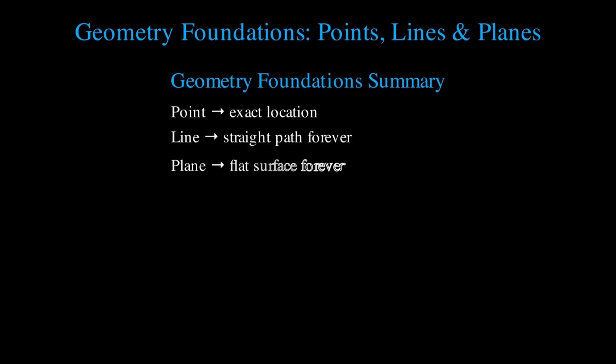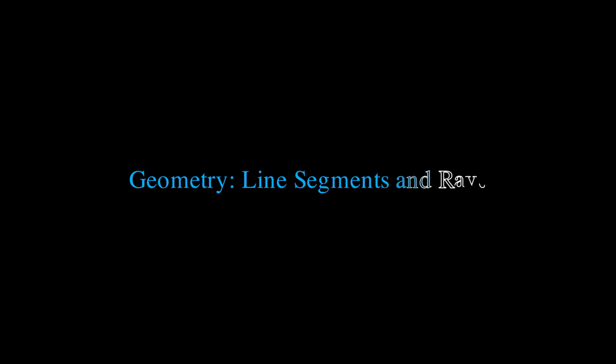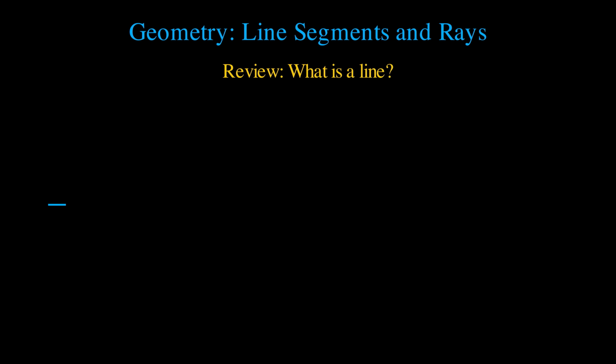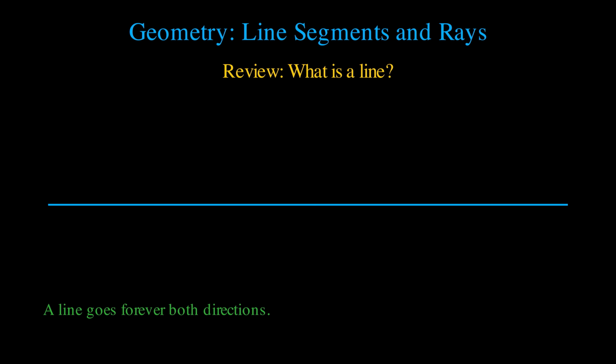Let's summarize everything we learned. A point shows an exact location. A line is a straight path that goes on forever. And a plane is a flat surface that also continues forever. As you know, a line is straight and continues forever in both directions. That means it has no starting point and no ending point.